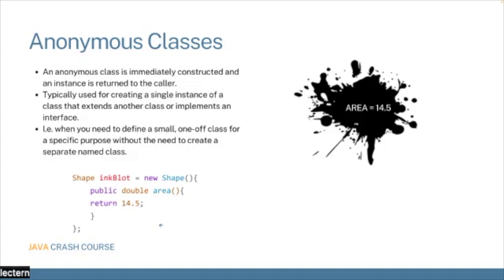So in this case, I haven't actually defined a class name. I've just created a variable inkblot, which uses this class that implements the shape interface, but there's no name for that class. But all we need to know is that the area method of this class is always going to return that area, which is 14.5.